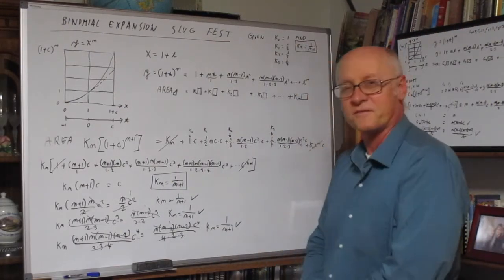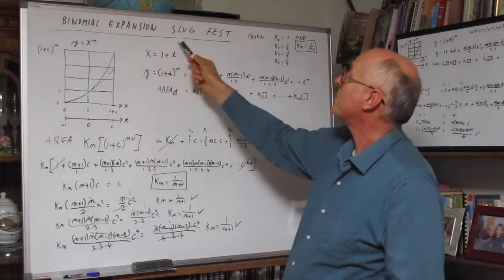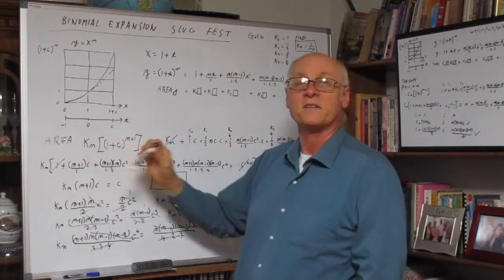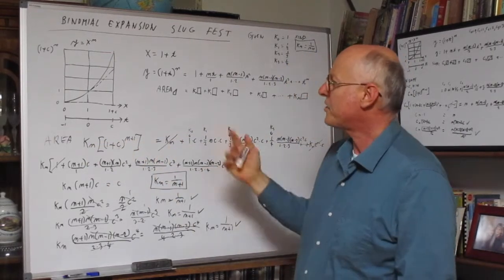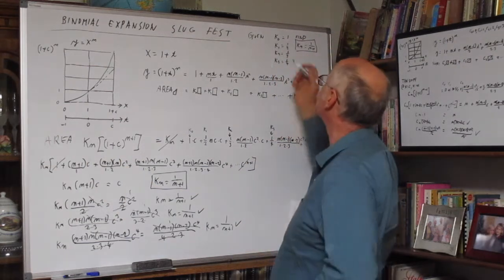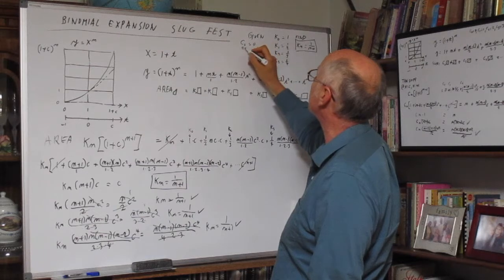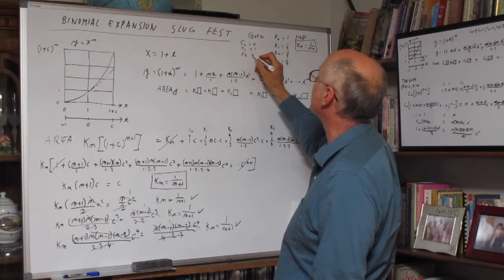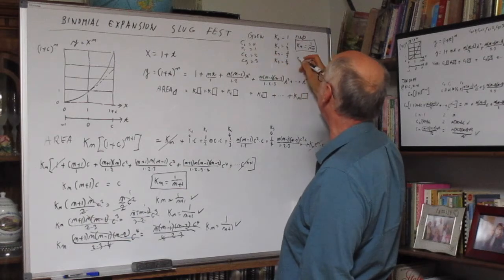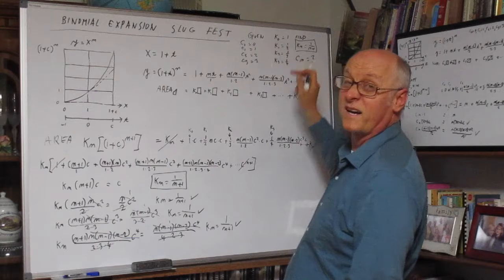Welcome back, Quadrature fans. Okay, so last time we were doing Binomial Expansion Slug Fest, and we basically did it for the area. Today we're going to finish it. We're going to do it for the slope. And for the slope, we're also given C0 equals 0, C1 equals 1, C2 equals 2, C3 equals 3, and we want to find out what C sub n equals, right?